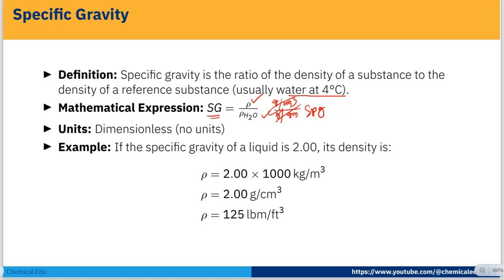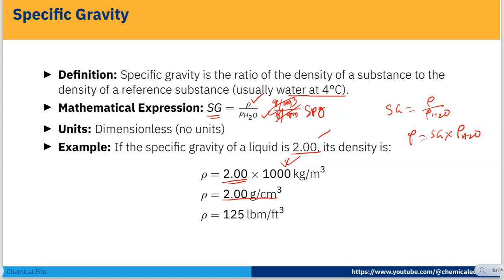Now here one example: if the specific gravity of a liquid is 2, because it has no unit, being dimensionless, what will be the density? Sg is nothing but rho divided by rho of water. So rho will be Sg into rho of water. So this is Sg and this is rho of water, so that will be 2 gram per centimeter cube.